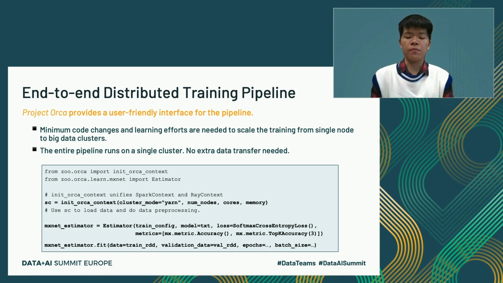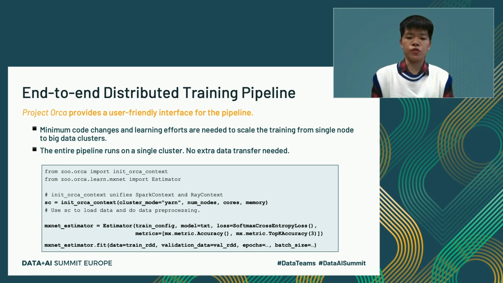For example, the number of nodes to use in the cluster, the number of cores, and the amount of memory per node to use, etc. So this Orca context would prepare the runtime Python environment and launch the Spark and Ray cluster on YARN for you. After creating the Spark context, you can use it to do data processing using Spark, and finally you can get the Spark RDDs for training and validation.